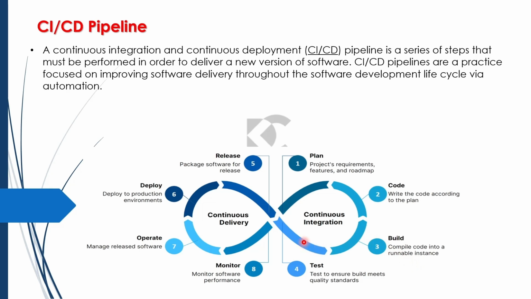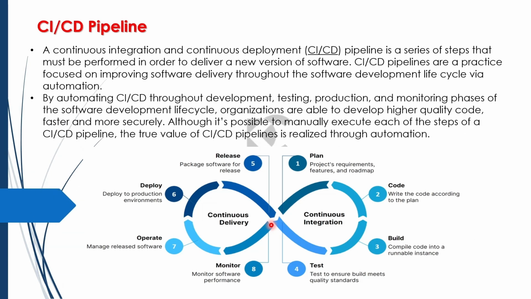Now this part comes under continuous integration, meaning we are writing the code, building it and combining it, right? Once it is tested by our testing team, it is released for deployment. Then it is deployed, operated, and monitored after that. This phase comes under continuous delivery or continuous deployment. This whole process makes the CI and CD pipeline, and this is the core of our DevOps practice.